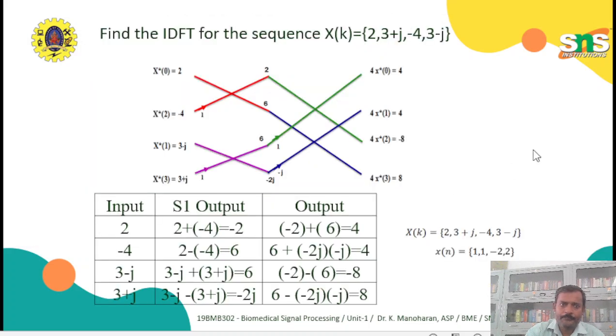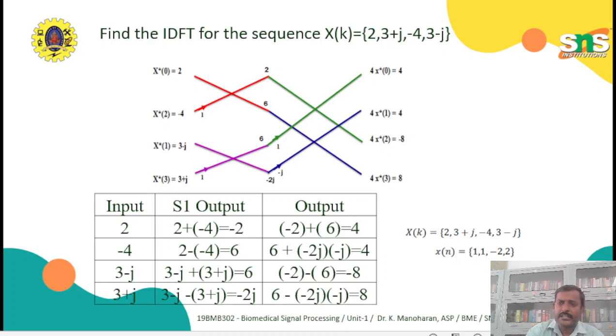Look at the problem. Find the IDFT of the sequence X of k equal to 2, 3 plus j, minus 4, 3 minus j. This is the actual given input. So the number of samples will be 4, capital N equal to 4. 2 is one sample, 3 plus j is another sample, minus 4 is another sample, and 3 minus j is another sample. These are the 4 samples. Now we are going to use the DIT algorithm, decimation in time algorithm.